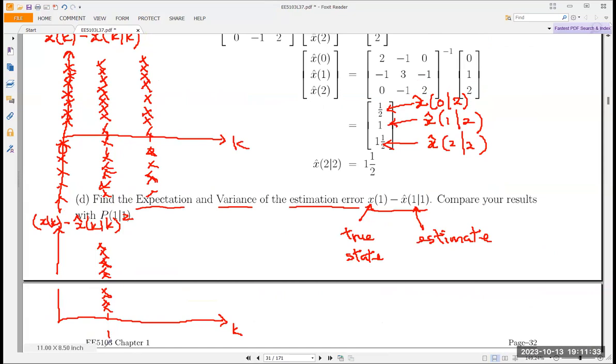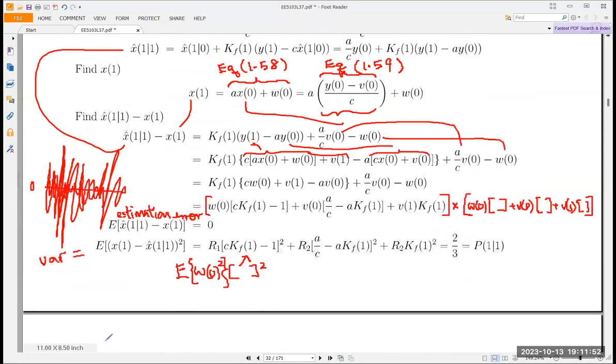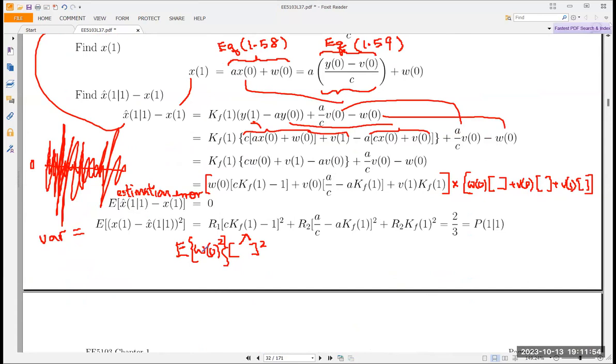Then, obviously it cannot be 0. All this will be 0, but once you square, it will not be 0. So when I find the mean of this, I'm finding the variance of this at k equals 1. All right, so now I'm finding the variance of W at k equals 0.